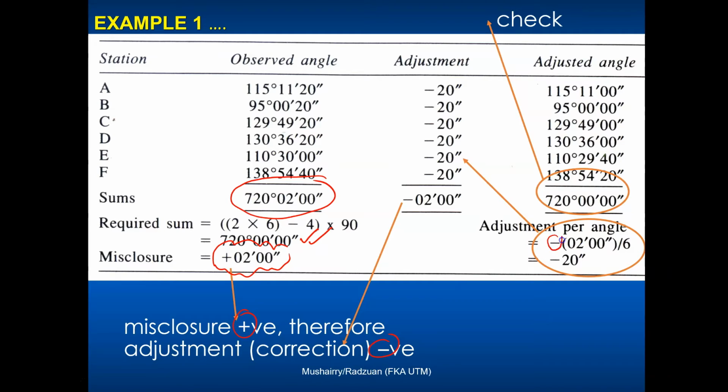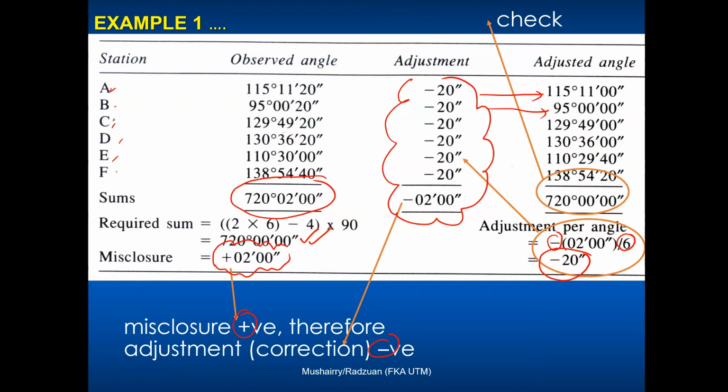So it's negative 2 minutes divided by 6. 6 represents the number of angles, A to F, 6 angles. Which means we have to correct each angle by minus 20 seconds. So that's what we're doing here. We're going to correct all angles by 20 seconds, and we will obtain that.